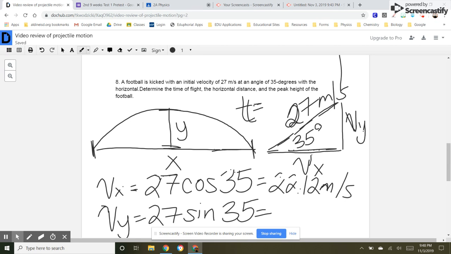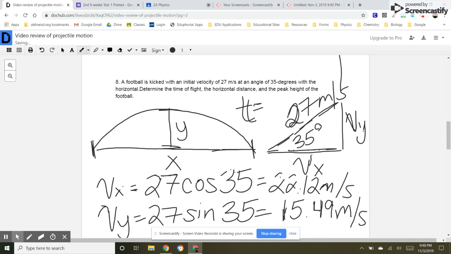Okay, and 27 times the sine of the angle was 15.49 meters per second.